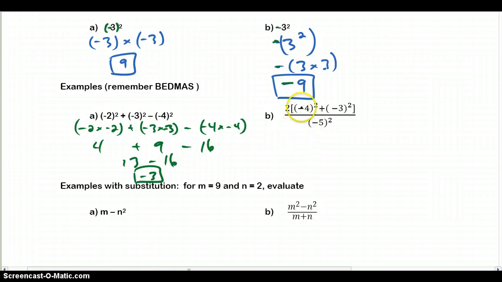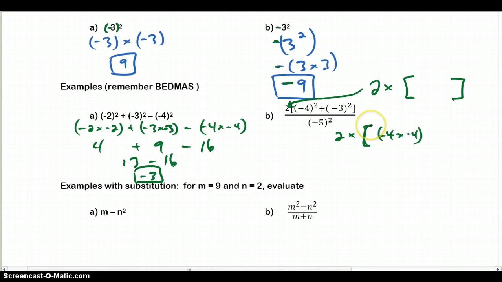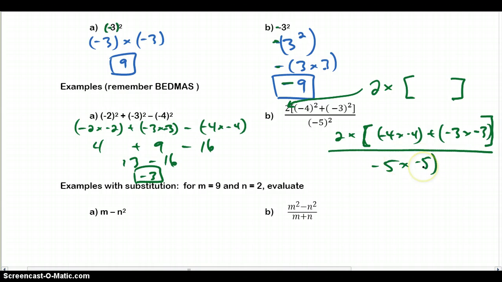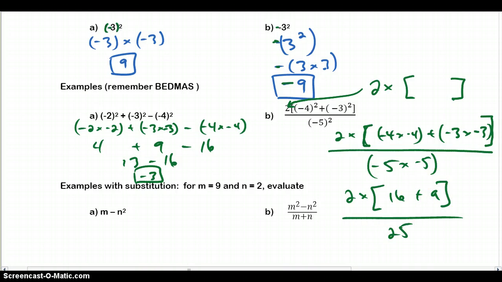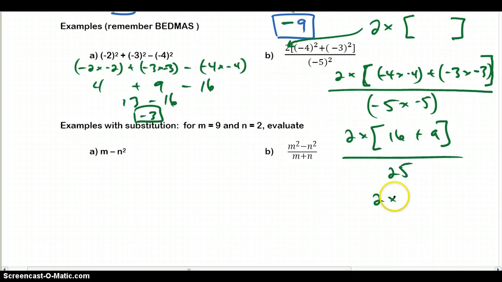On A. This guy is new because we now see 2 brackets or 2 groups of the brackets, or 2 times whatever's in the bracket. So I'm going to write it like that. We've got 2 times, I'll use those big square brackets, negative 4 times negative 4 because that one was squared, plus a negative 3 times negative 3 because that one was squared, and we'll close that big bracket. On the bottom we have a negative 5 times a negative 5 because that was squared as well. So in the top we have 2 groups of 16 plus 9. On the bottom we have 25. So in the top, 2 groups of 25.